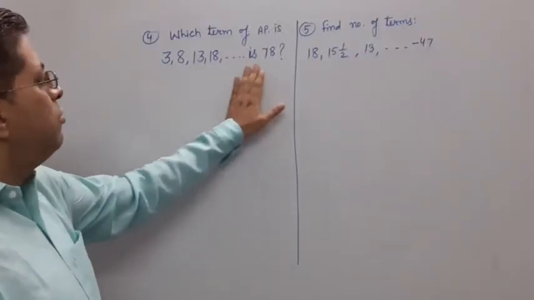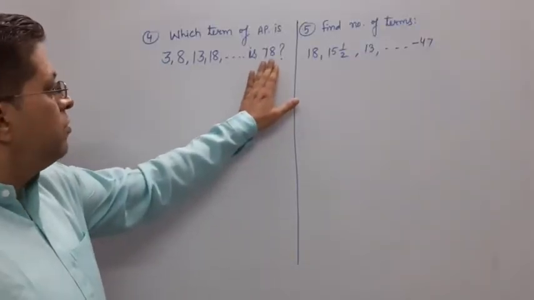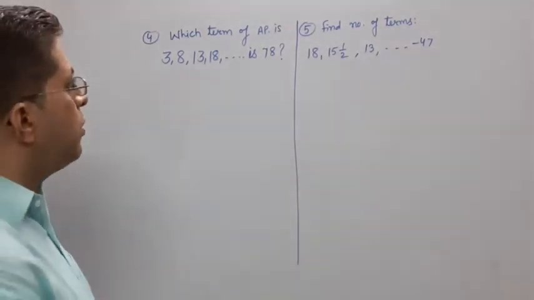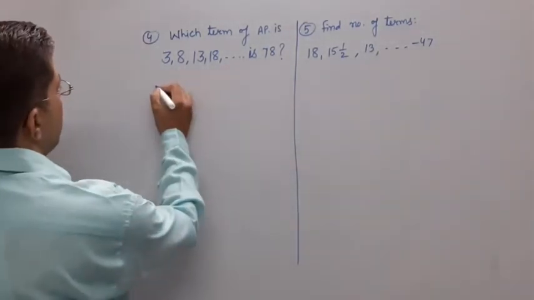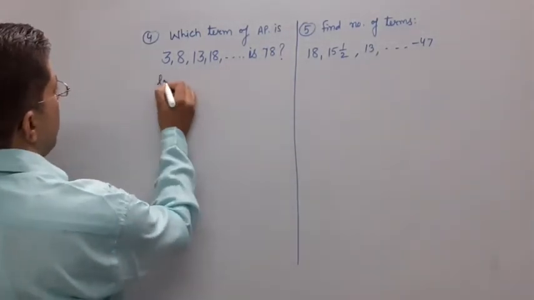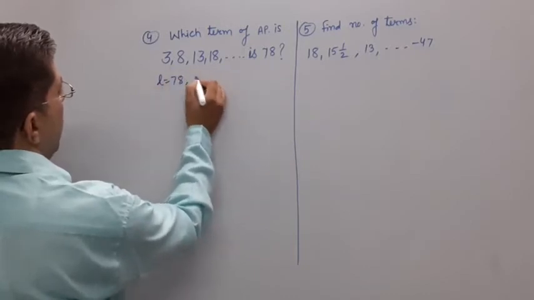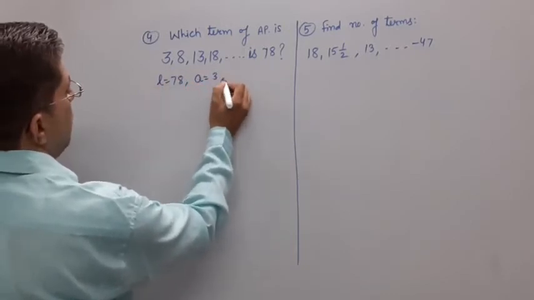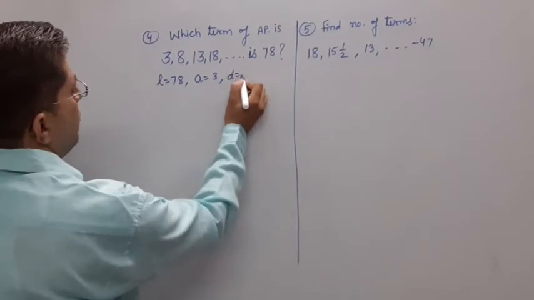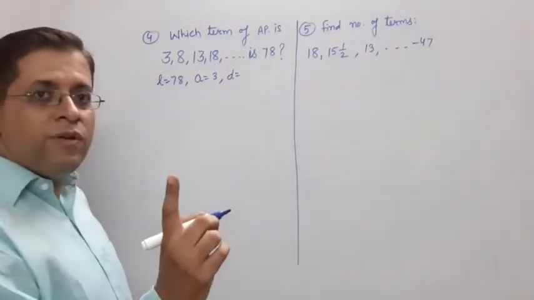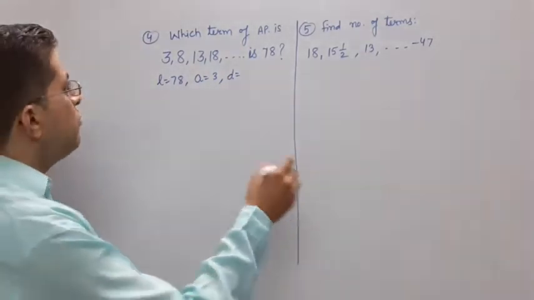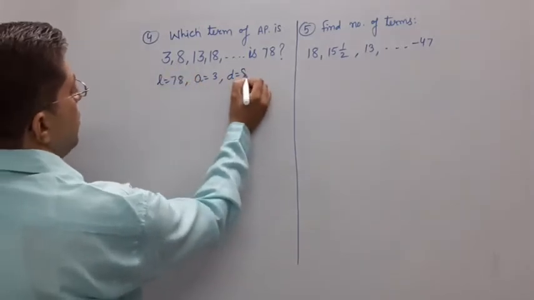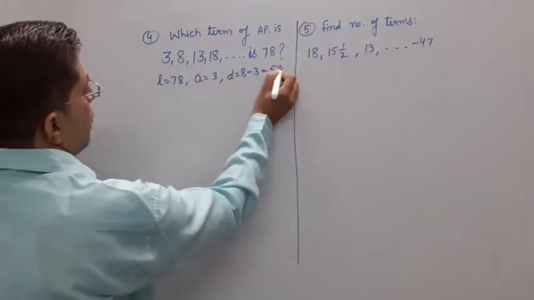An AP is given to you. 78 is your last term. So you can write like this. L is given to you, 78. A is clearly given to you, 3. Difference D. Difference means common difference, second term minus first term. 8 minus 3, this is 5.